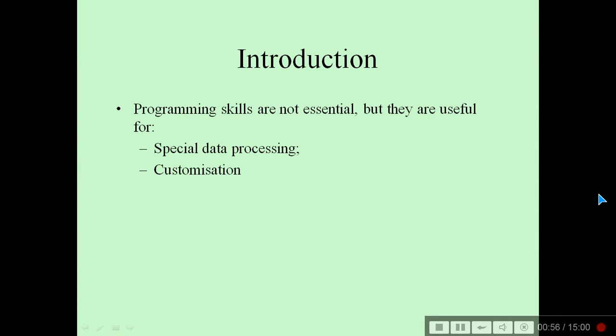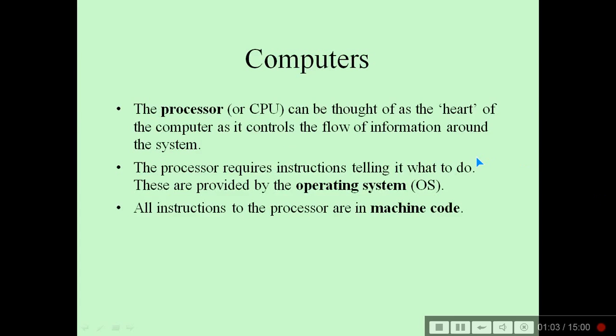Programming skills are basically not essential, but they are useful for our spatial data processing and customization. For example, if we talk about computers, the processor, we say it is the brain or heart of the computer, as it controls the flow of information around the system. The processor requires instructions telling it what to do, and these are provided by the operating system or by the user. All instructions to the processor are in machine code, that is 0101 binary.